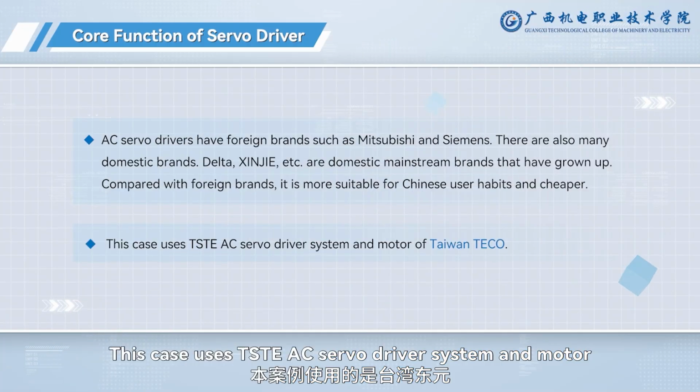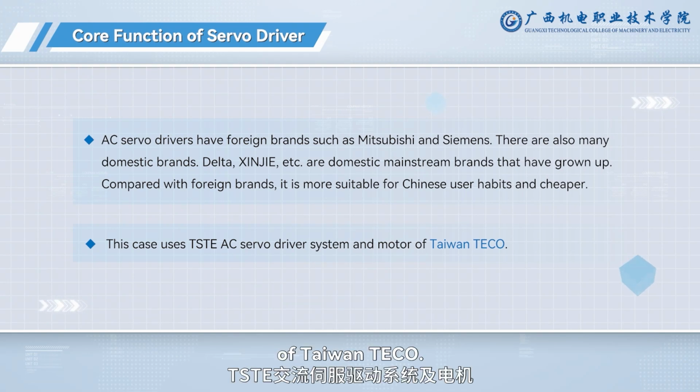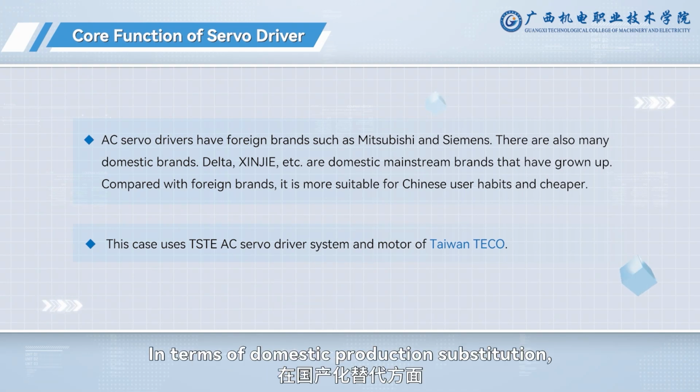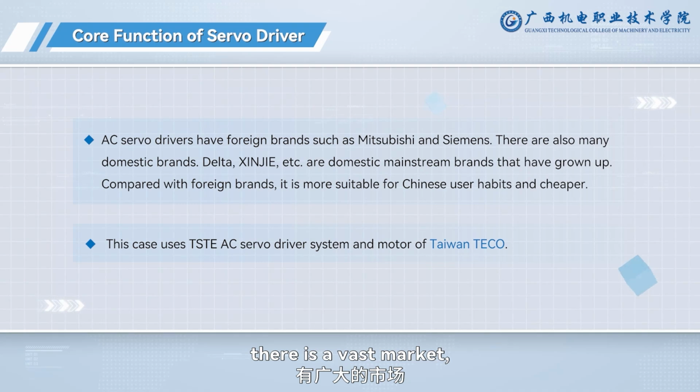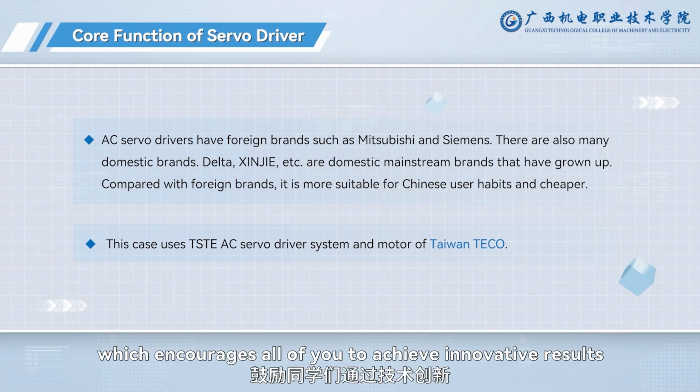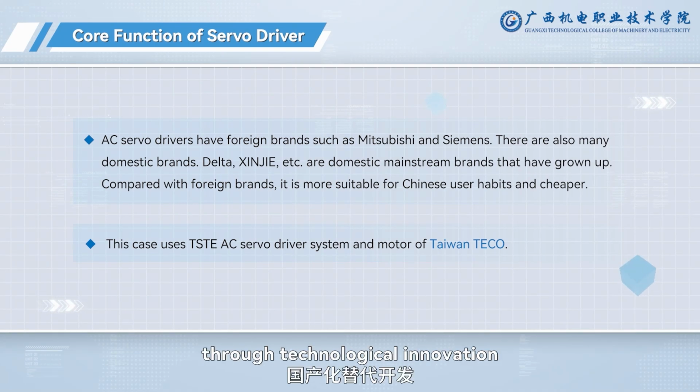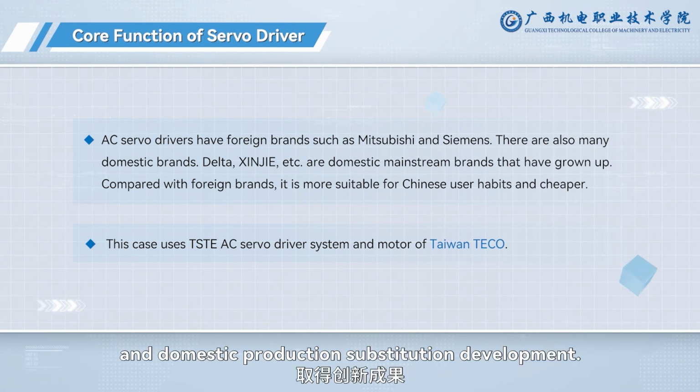This case uses TSTE AC servo driver system and motor of Taiwan TECO. In terms of domestic production substitution, there is a vast market, which encourages all of you to achieve innovative results through technological innovation and domestic production substitution development.